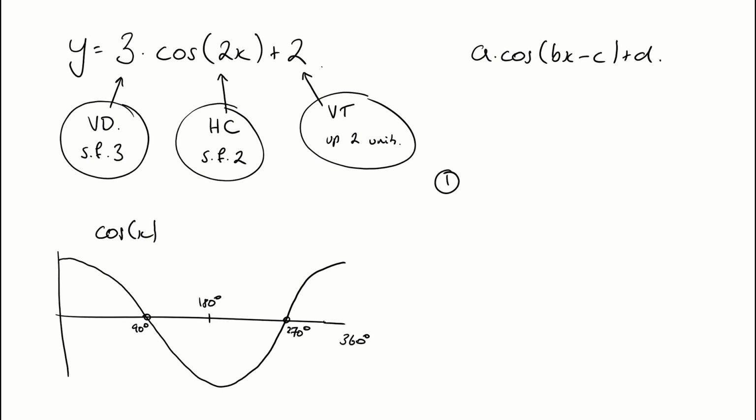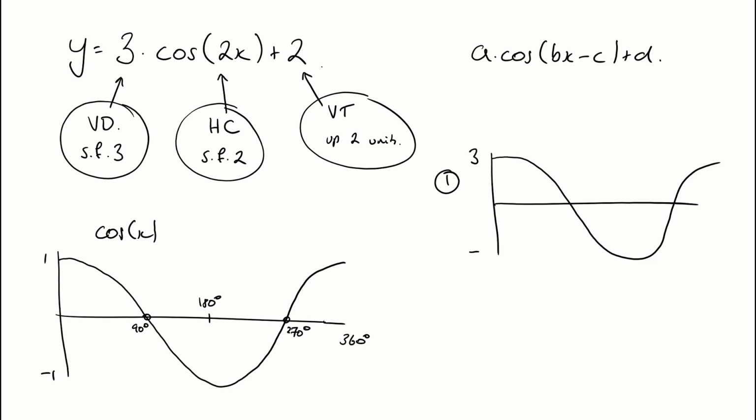So first of all, let's do the vertical dilation. Here I'm running from 1 to -1, but now I'm going to need to run from 3 to -3 because I've got this 3 out the front. So let's graph that now. I'm going to have the exact same image, except it's now running from 3 to -3, and nothing changes along my x-axis. I've just taken this graph and stretched it vertically.